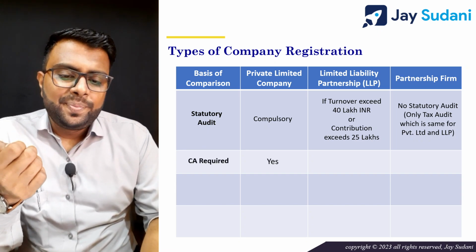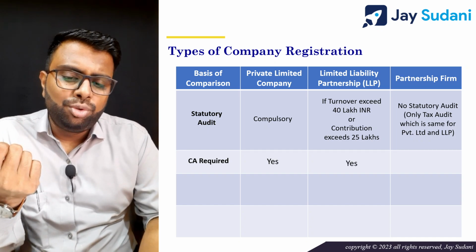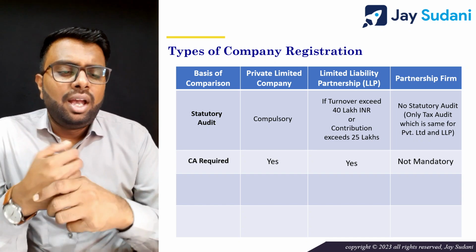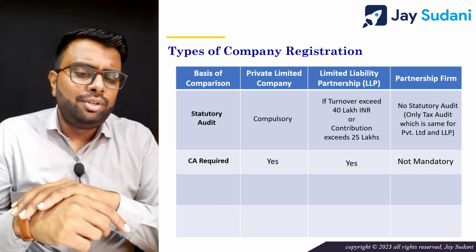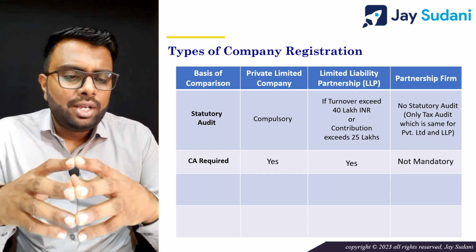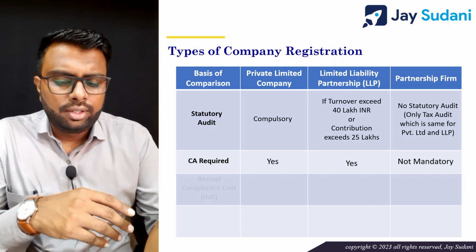CA. For a private limited company, a CA is compulsory. You need a CA to manage those compliances. In an LLP also, you need a CA. And for a partnership firm, it is your choice. You can also abide by the compliances on your own, provided you acquire sufficient knowledge, but there is no mandatory requirement of a CA.